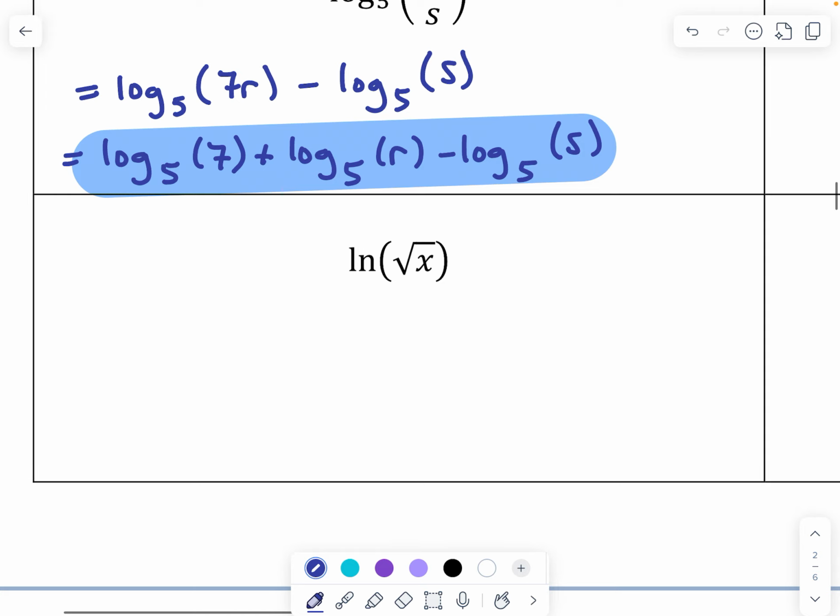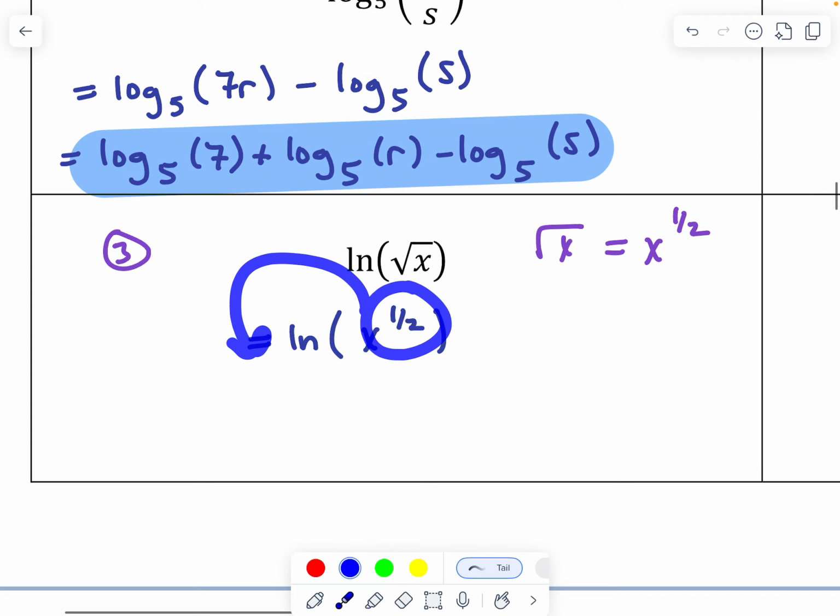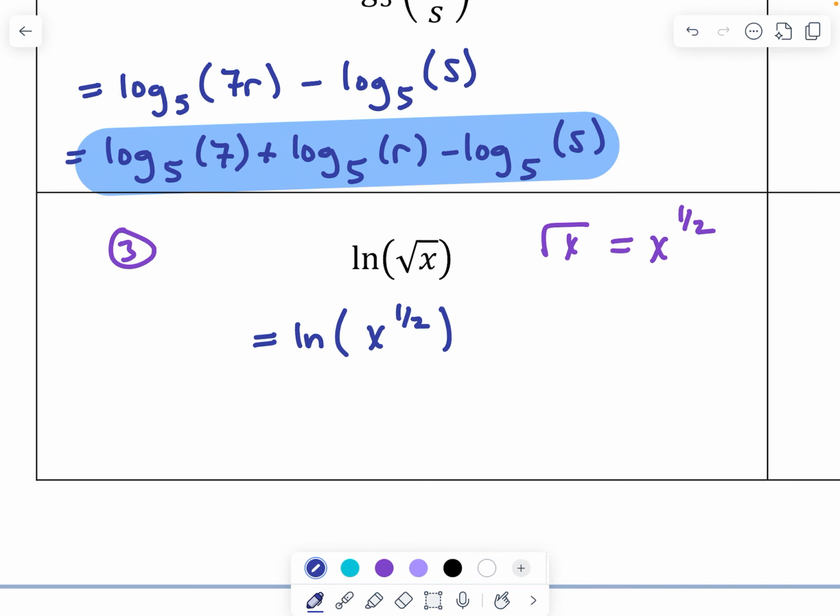Here we go. Yes, another thing I'm going to take for granted in this video is that you can go between exponential notation and radical notation. So just a reminder here, the square root of x is the same thing as x to the 1/2 power. So this is the same thing as the natural log of x to the 1/2 power. And then we apply property 3 from the first page, which says I can take this exponent and multiply it out front. So this is the same as 1/2 ln of x.